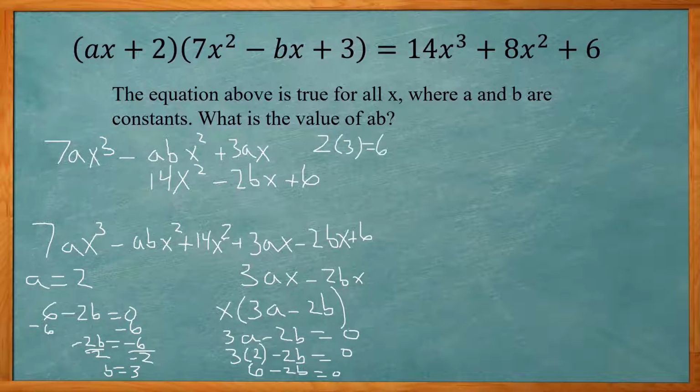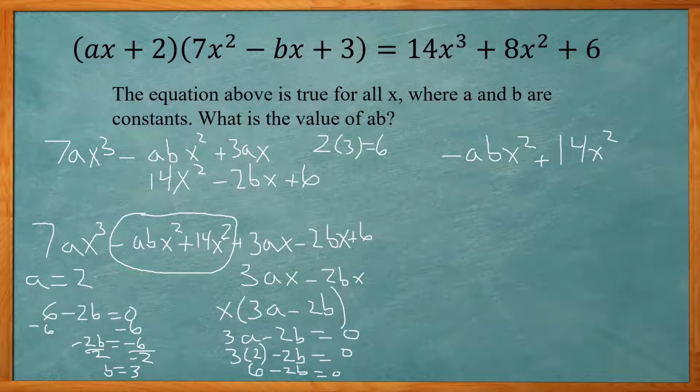will give me 6. Now, this took a long time, right? Now if I were to look at the x squared terms here, I have ab together, so negative ab x squared plus 14x squared.